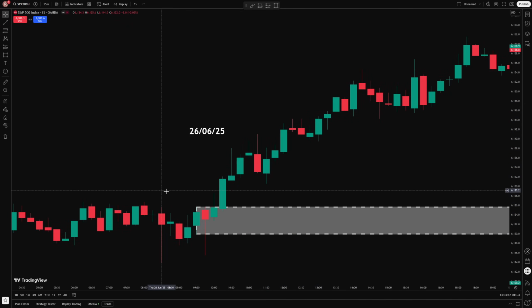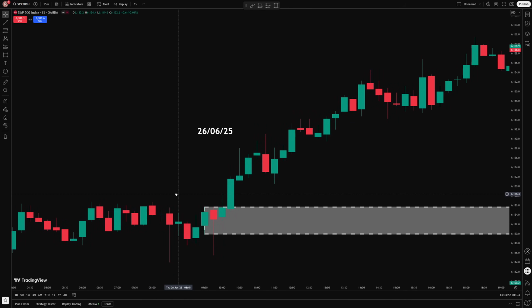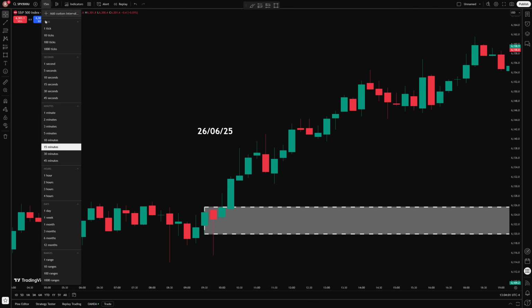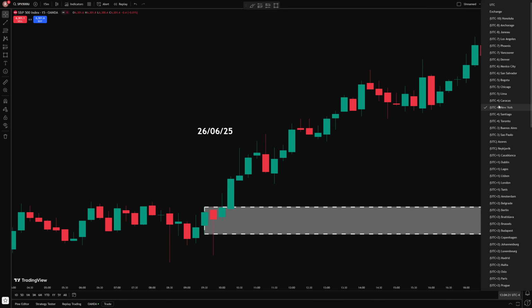The strategy is an opening range breakout, so it's a morning breakout strategy, and I'm using it on the 15-minute chart. So the first thing to do is just to make sure the time frame is set correctly to 15 minutes. I also need to be in the correct time zone. So in TradingView, in the bottom right, I set my time zone to New York.